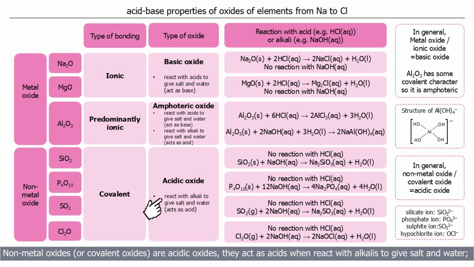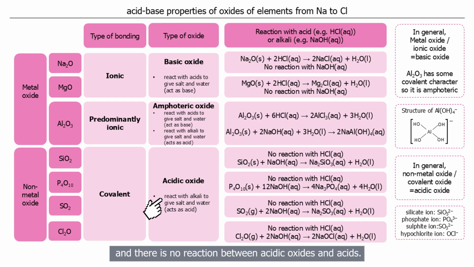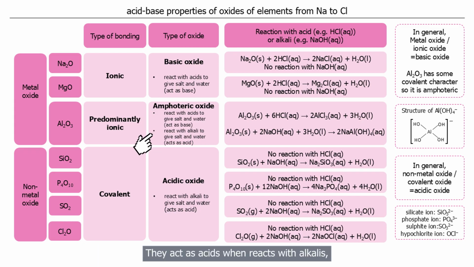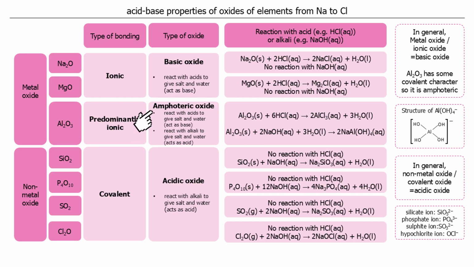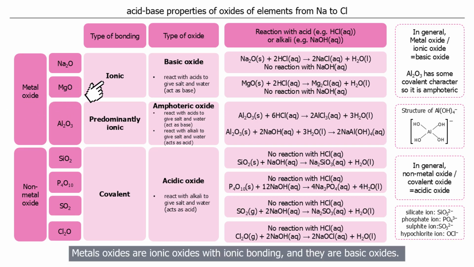They act as acids when they react with alkalis to give salt and water, and there is no reaction between acidic oxides and acids. However, there are some oxides that are both acidic and basic. They act as acids when they react with alkalis, but also act as bases when they react with acids. They are amphoteric oxides. Metal oxides are ionic oxides with ionic bonding, and they are basic oxides.